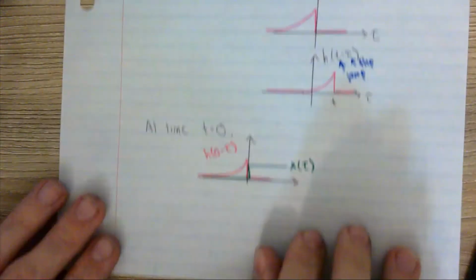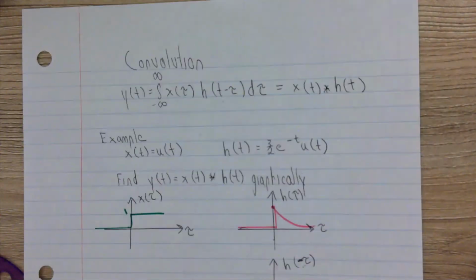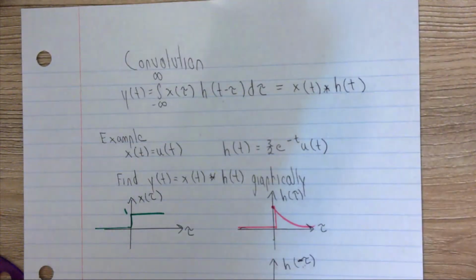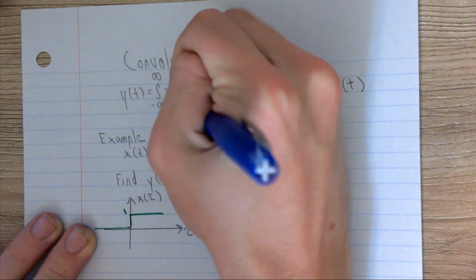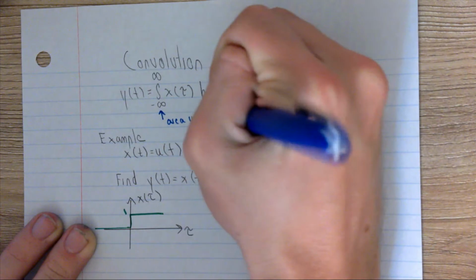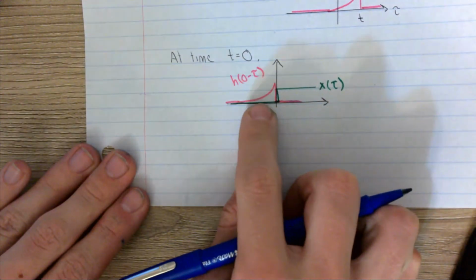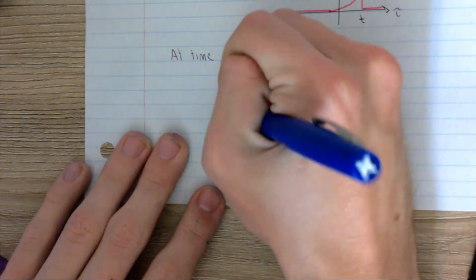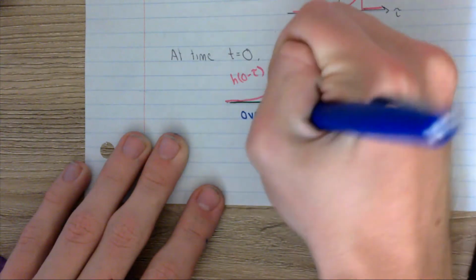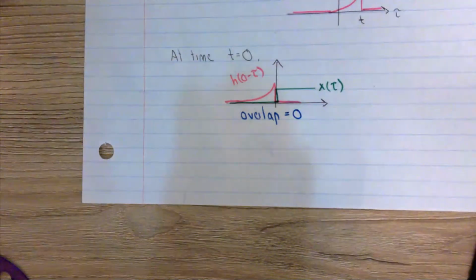And now that we got that, that's at time 0. And so what this integral is looking for, I want you guys to keep in mind, is the area under the curve. Is there any shared area under this curve? There's not, because the graphs do not overlap at all. So overlap equals 0. There's no shared area, so the convolution integral at time t equals 0 is equal to 0.